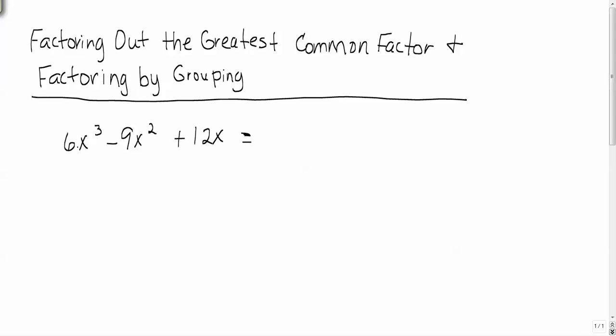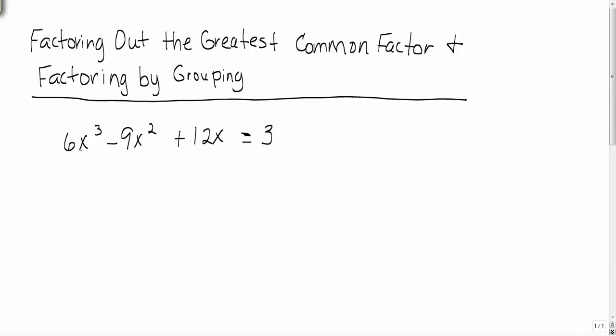What we do first is we look at the numerical part of each problem, the coefficient of each term. We have a 6, a negative 9, and a 12. So we want to find the largest number that divides into all three evenly. The largest number that goes into 6, 9, and 12 evenly would be 3. Now if 1 was the only thing that went into those numbers, you wouldn't have to put 1 out here.